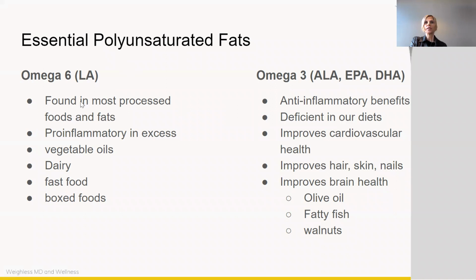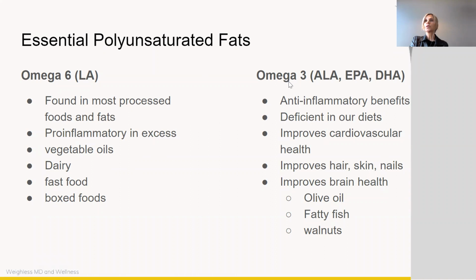So you can see here, like I said, it's found in most processed foods and fats, pro-inflammatory and in excess. It's found in vegetable oils. Please don't consume vegetable oils. It's literally immediate inflammation in the body. Dairy, fast food, boxed food. So again, the not very healthy food sources.